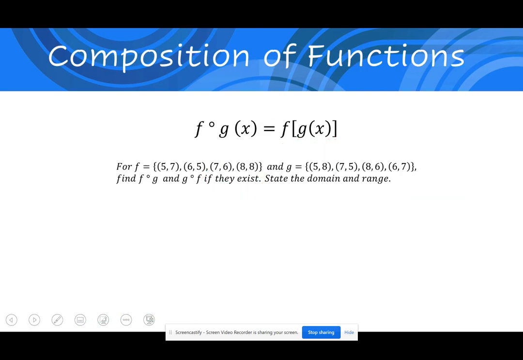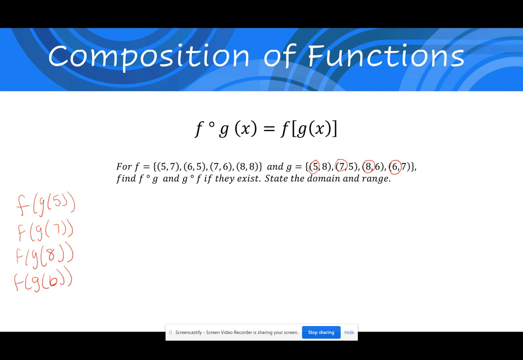Now here's another example where they might both exist, hint, hint. So we're going to do the same exact thing. We're going to do f of g first. We're going to plug in 5, 7, 8, and 6. Okay, so g of 5 gives us 8. And then f of 8 gives us 8.